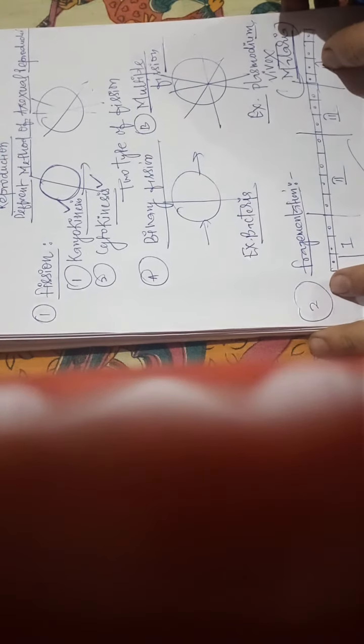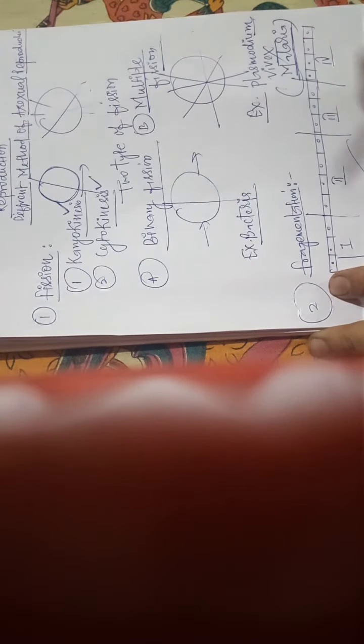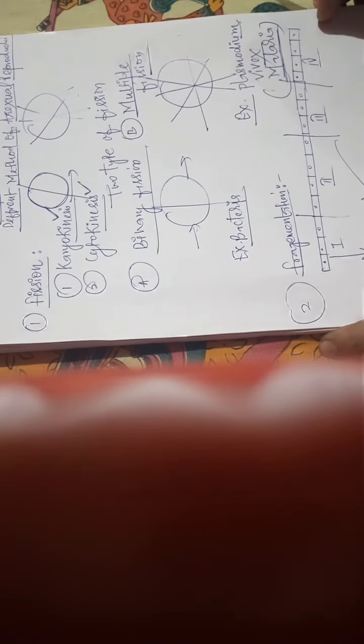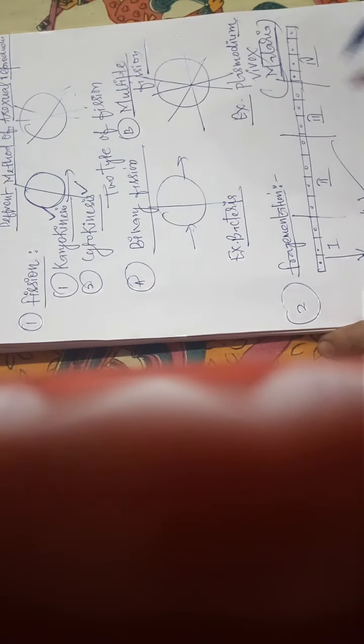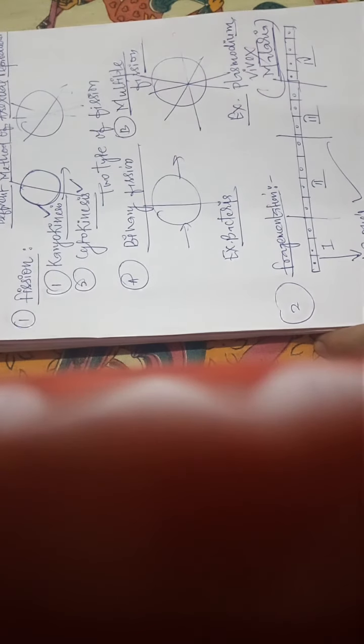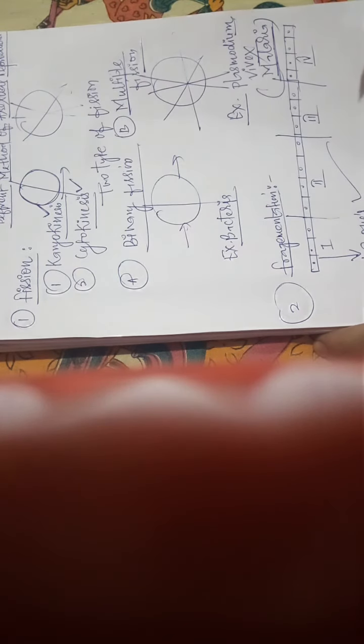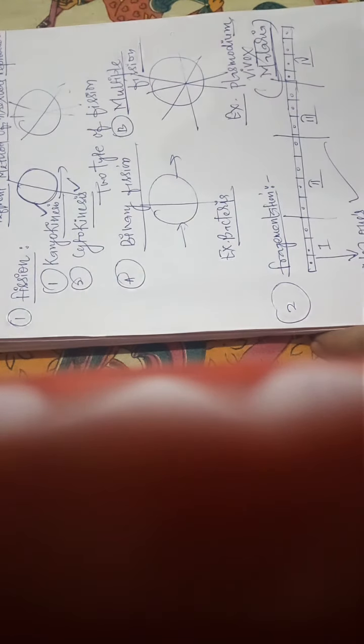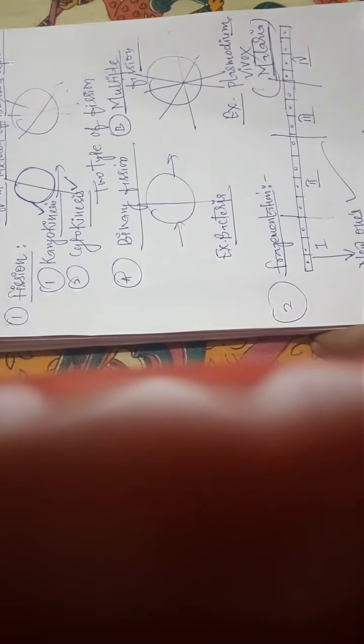Fission is a process in which the parental organism directly divides into two or more parts and each part forms a new offspring. This process is called fission. And fragmentation, I told you last time, is a process of asexual reproduction in which a filamentous organism like Spirogyra breaks into two or more parts and each part forms a new offspring. So there is some difference between fission and fragmentation. Fission takes place in bacteria and some unicellular organisms, but fragmentation takes place in filamentous organisms.